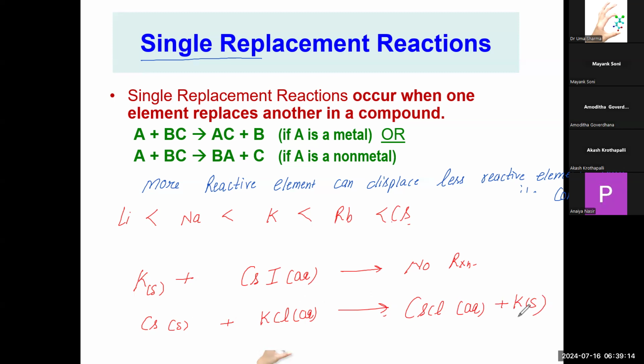Single displacement. This is single. In single displacement, a more reactive element like A is displacing B from BC, right? And here A is displacing C. A over here is a metal because it's first. See here, it is first. First are always cations, so that's why they're saying A is a metal. Here, A is second. Second is always a non-metal, so that's why they are saying A is non-metal here. So the reaction is there with metals as well as non-metals.